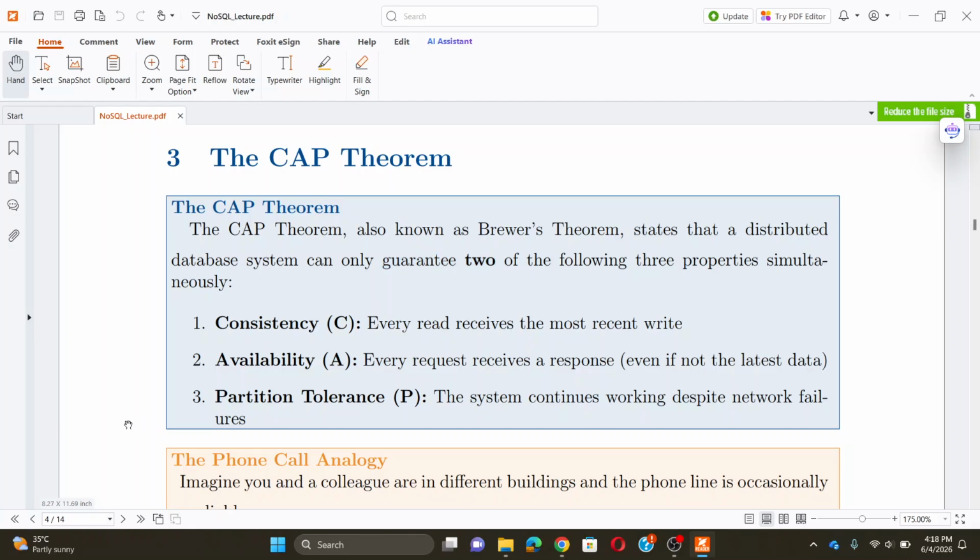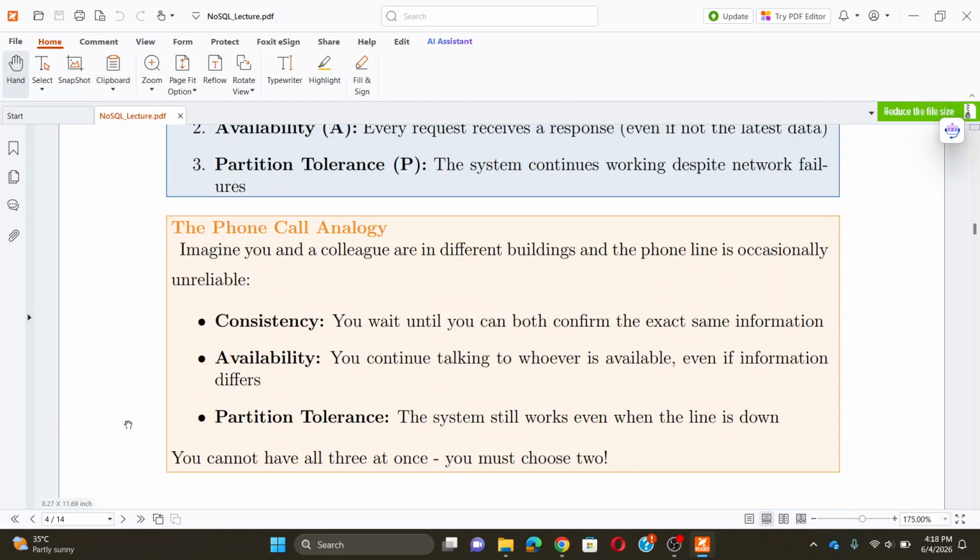We can discuss this with an analogy. You and your classmate are in different buildings and the phone line is occasionally unreliable. You can achieve only two of these three. Consistency means that you wait until you can both confirm the exact same information. The second thing is availability: you continue talking to whoever is available even if the information is different. Partition tolerance means the system still works even when the line is down.